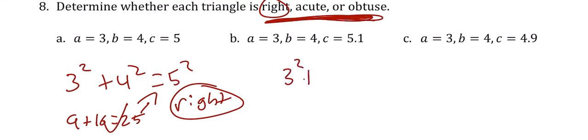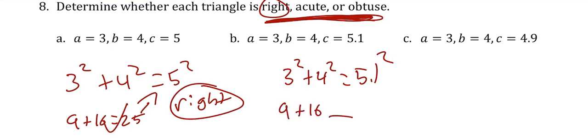Okay, for part B, we have 3 squared plus 4 squared equals 5.1 squared. And so we have 9 plus 16. I'm going to leave a blank there instead of the equal sign, and I'm going to say 5.1 squared. 5.1 squared, even without knowing what exactly that is, is going to be a little bit more than 25, because we know 5 squared is 25 exactly. So let's just call this 25.5 approximately. We don't care exactly what it is. We just know it's bigger than 25.